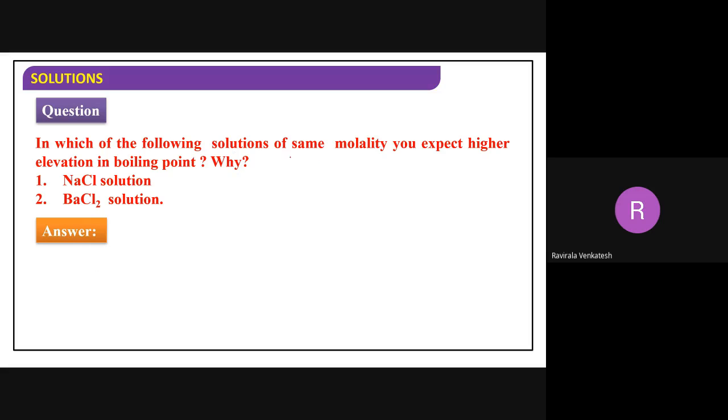In which of the following solutions of the same molality do you expect higher elevation of boiling point? It's not related to osmotic pressure, we'll do that problem later, but do you have any idea about this one? Which will have more elevation of boiling point? Elevation of boiling point, delta Tb, is directly proportional to molality, correct or not? It is directly proportional to the number of moles of solute particles. Elevation of boiling point is directly proportional to the number of particles of solute. Shall I write it like this? Number of particles of solute.